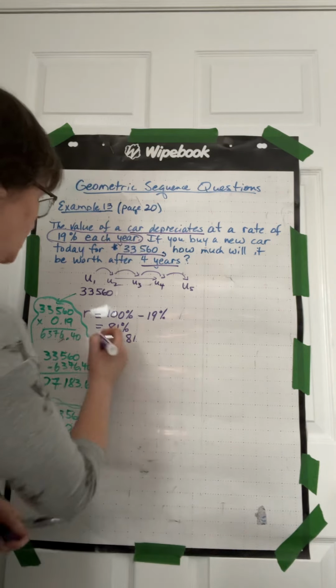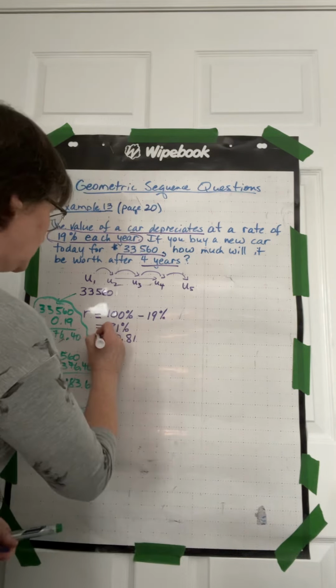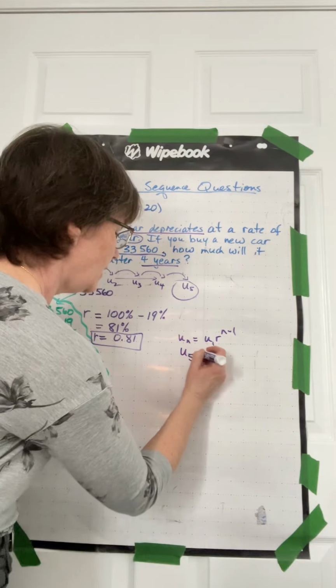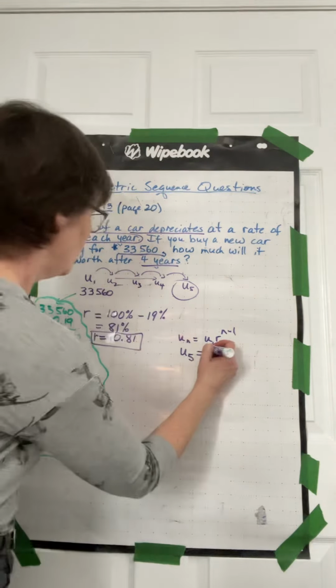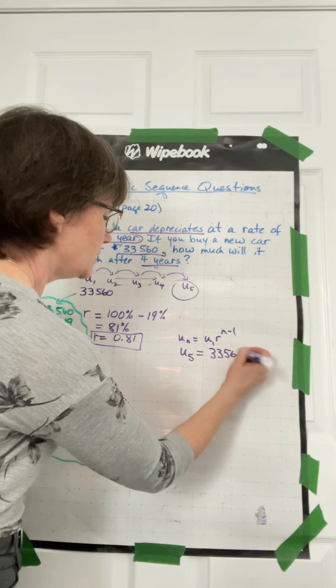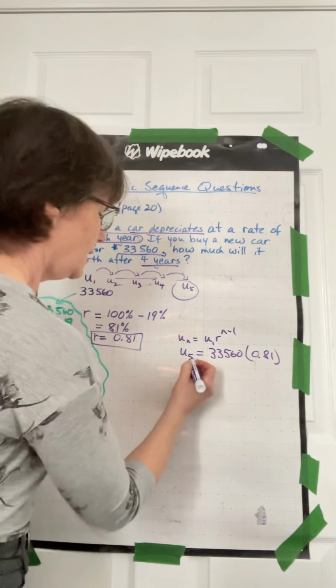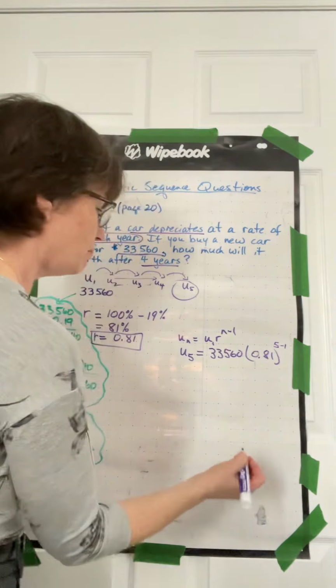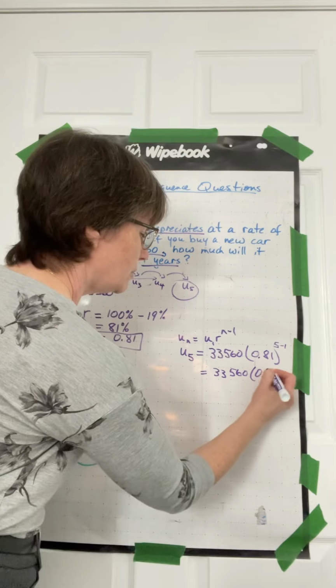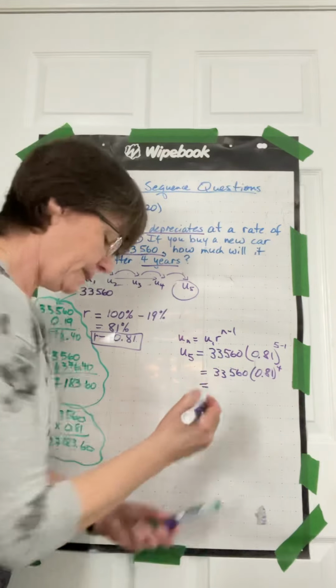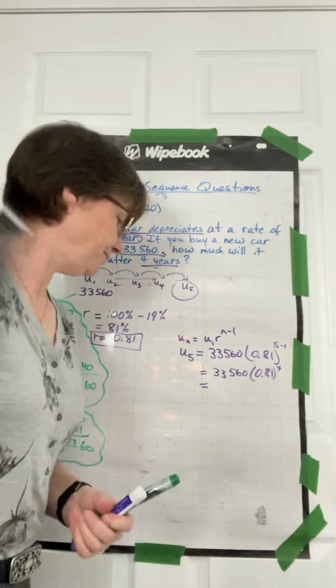So R is equal to 0.81. So here we go. We know that we need to find U5, and we know that the general term formula is this. Okay, so we need to find U5 because that means after 4 years. U1 is the 33,560. R, we figured out, is 0.81, and N is 5, so 5 minus 1. 33,560 times 0.81 to the power of 4. And of course, this is a calculator question.